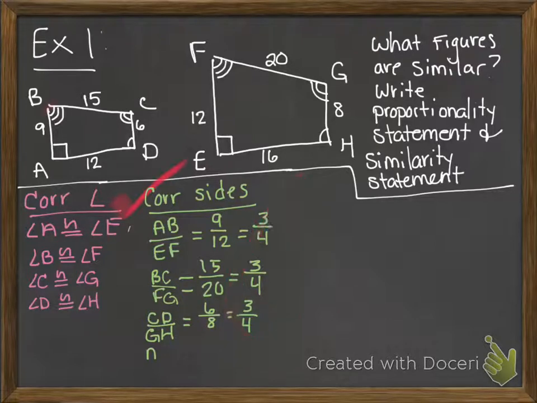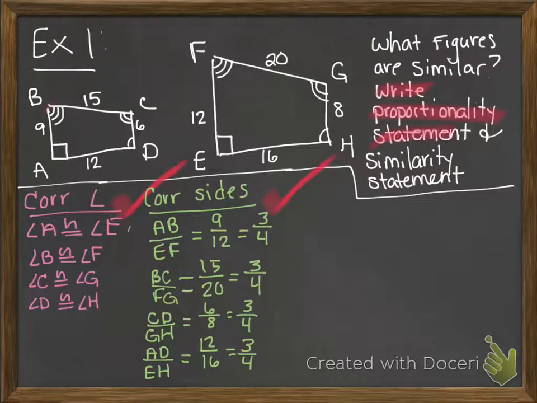So far I'm still on the right track. My last sides are going to be AD and EH. I know I'm starting with AD up top because I've been starting with this figure up top the entire time. So when I look at those, I know we're going to end up having 12/16. So I'm left with 3/4 the entire time. So here, when I simplify, all of my ratios are 3/4. So I know my corresponding sides are proportional.